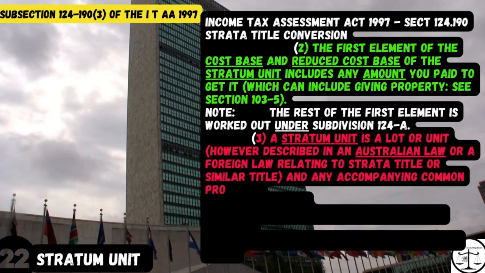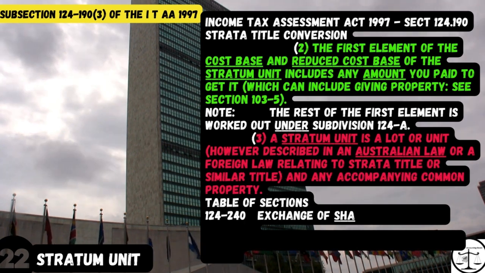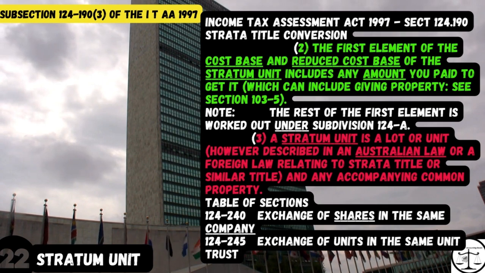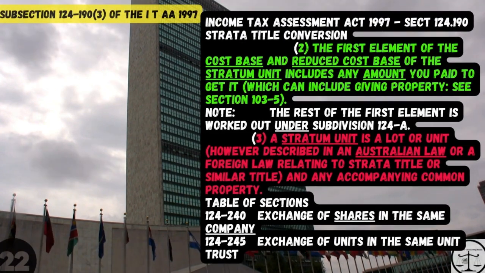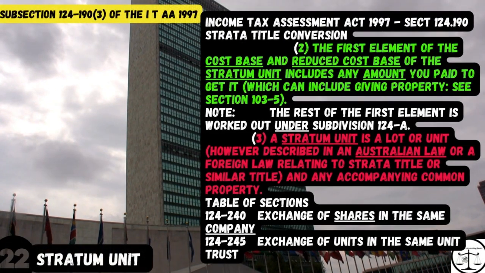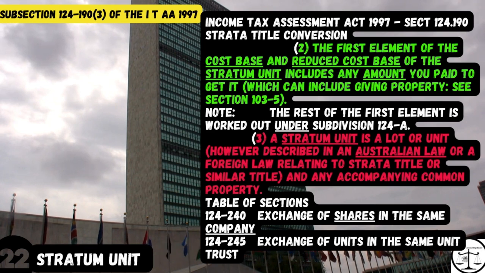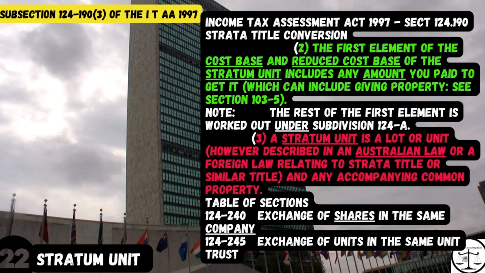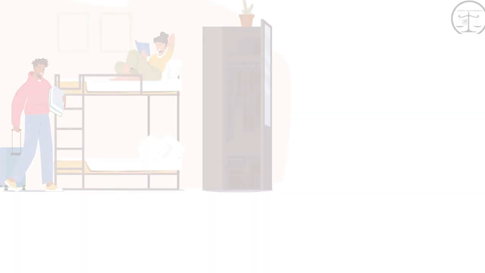3. A stratum unit is a lot or unit, however described in an Australian law or a foreign law relating to strata title or similar title, and any accompanying common property. Table of sections. 124 to 240 exchange of shares in the same company. 124 to 245 exchange of units in the same unit trust.